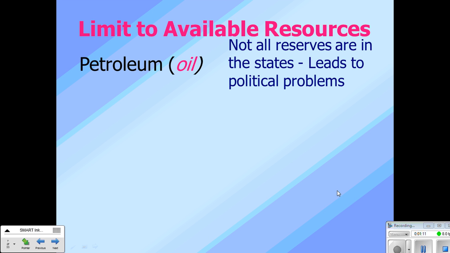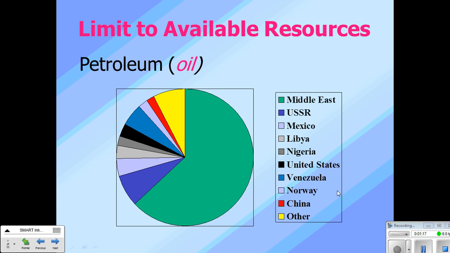And there is a limit to our available resources. Not all reserves are in the states, and that leads to political problems. We should hopefully know that the Middle East has most of the oil reserves. That's why we're having so many problems at the moment. And then Russia, and then Mexico, and then Libya, and then here we are, the United States. We have this teeny tiny amount of it.